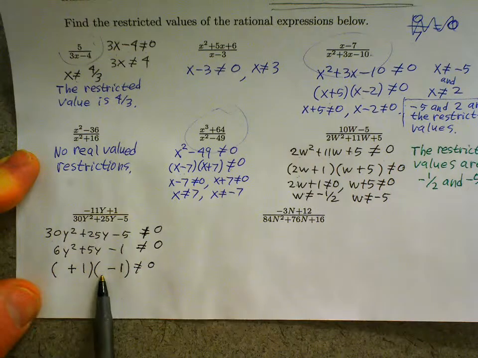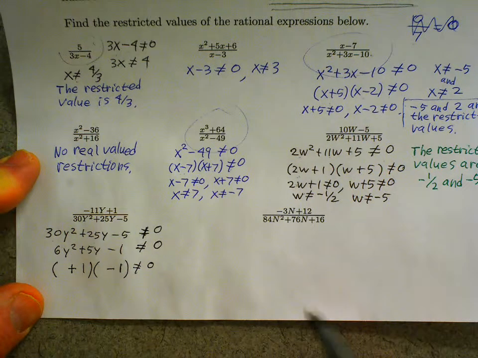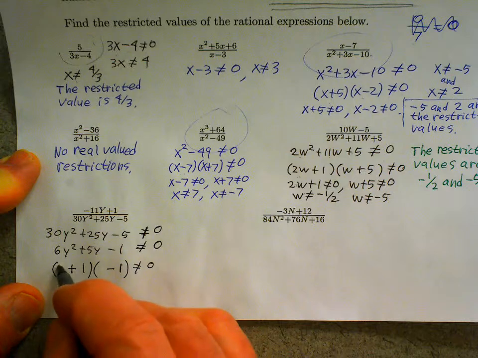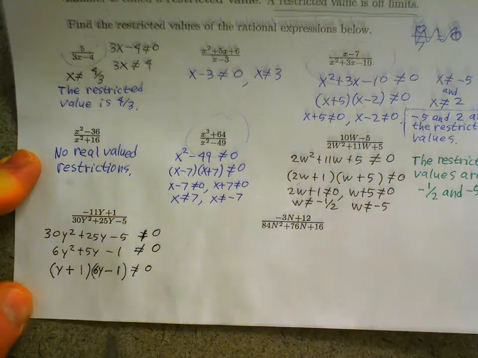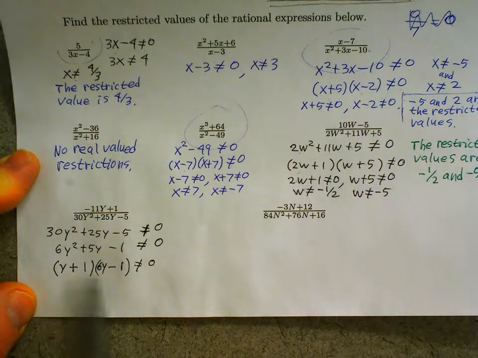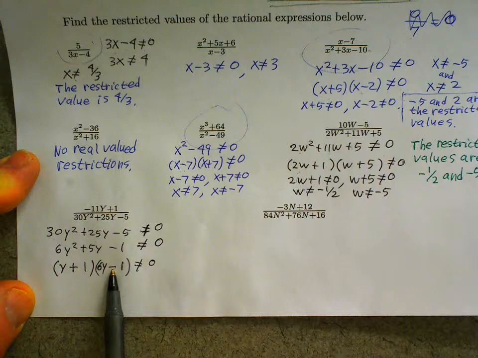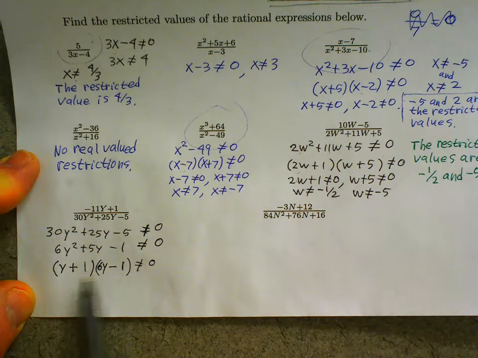So it looks like if I put y here and 6y there, we can test it. Y times 6y is 6y to the second minus y times 1, and then plus 1 times 6y. So 1 times 6y minus 1y is 5y, and then 1 times negative 1 is negative 1. So this is the factorization that we want.